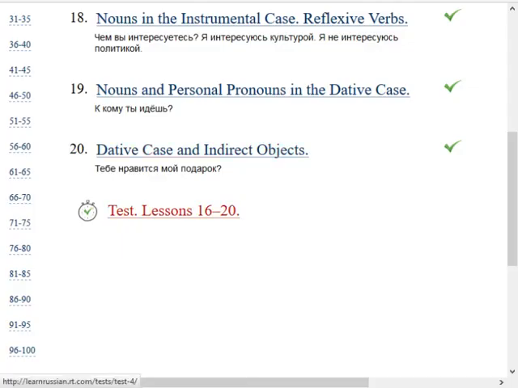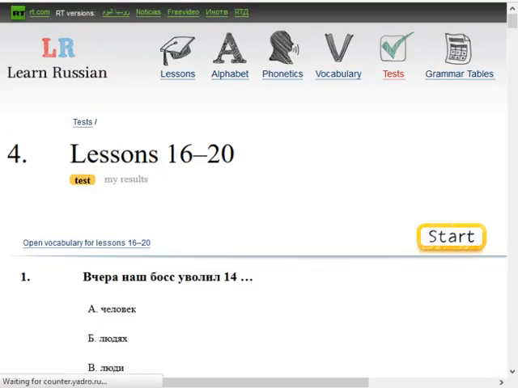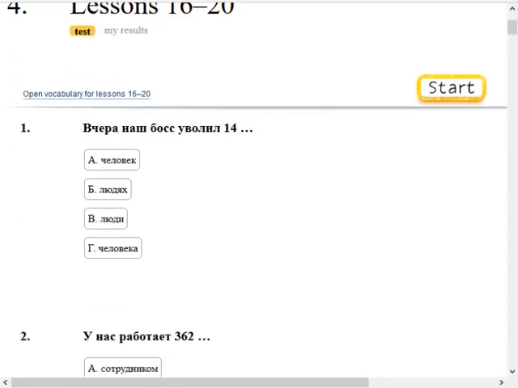So here we have the test for lessons 16 through 20. And here we go. Вчера наш босс уволил 14, so that's 14. And then is it человек, is it людях, is it люди, or is it человека?